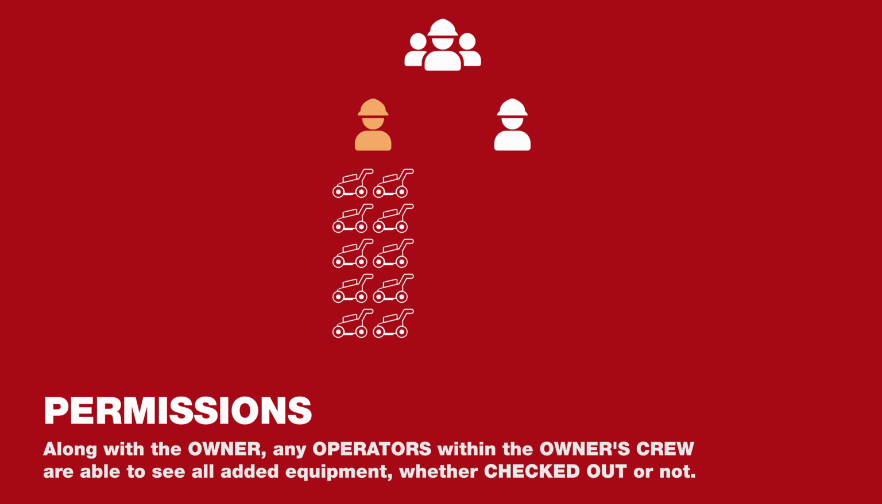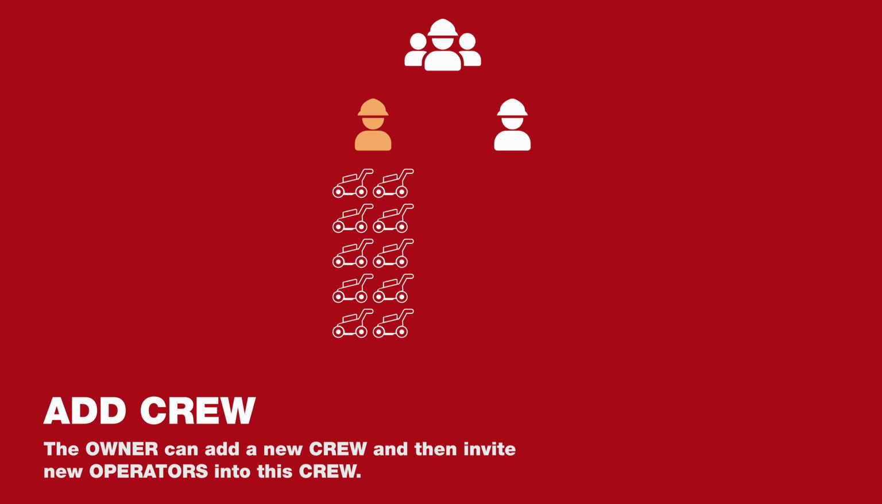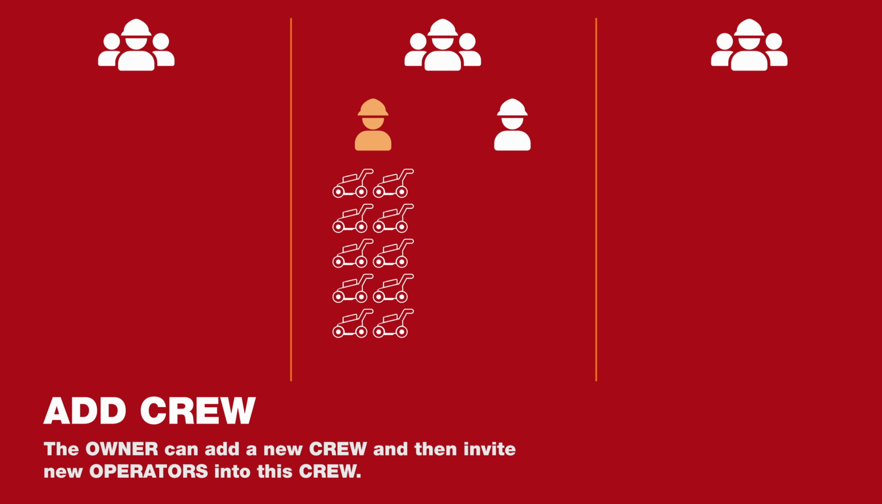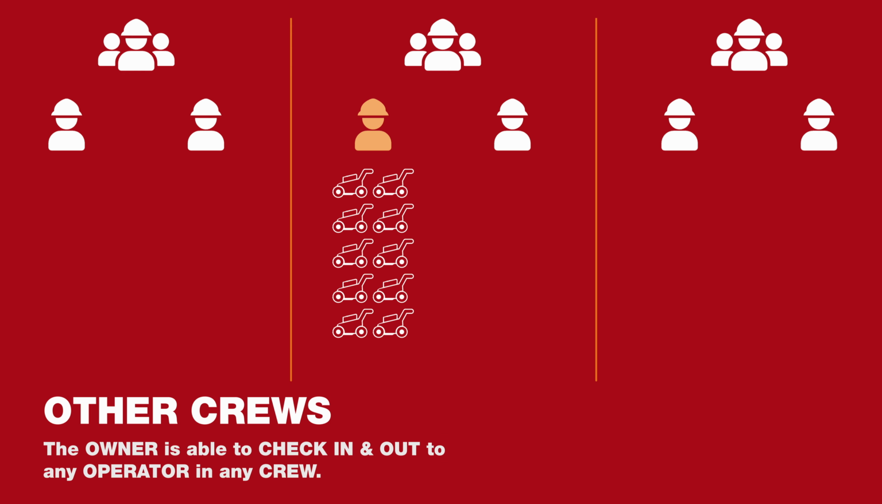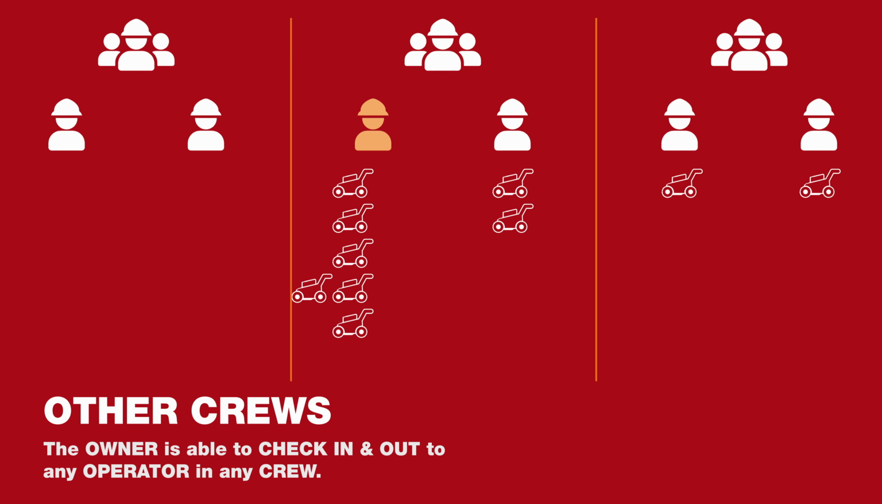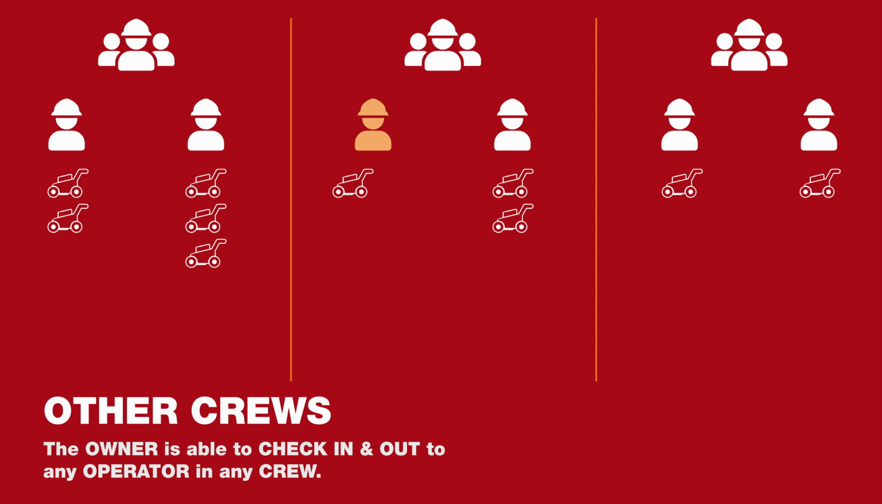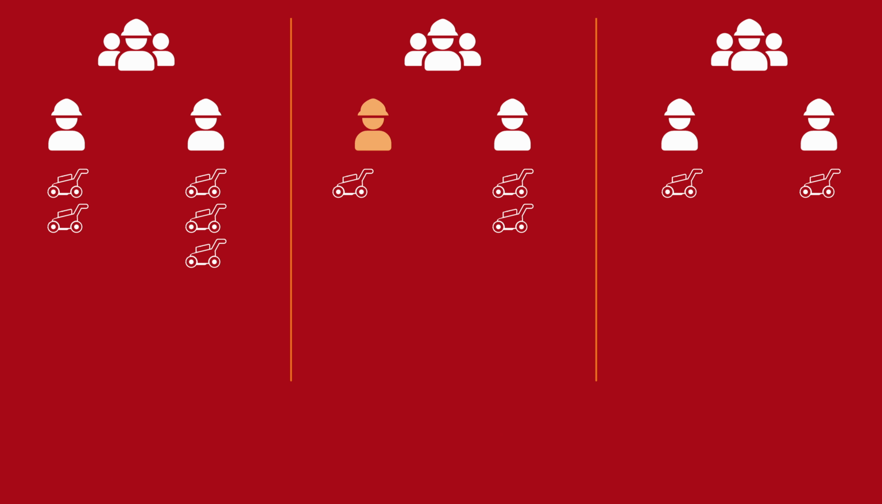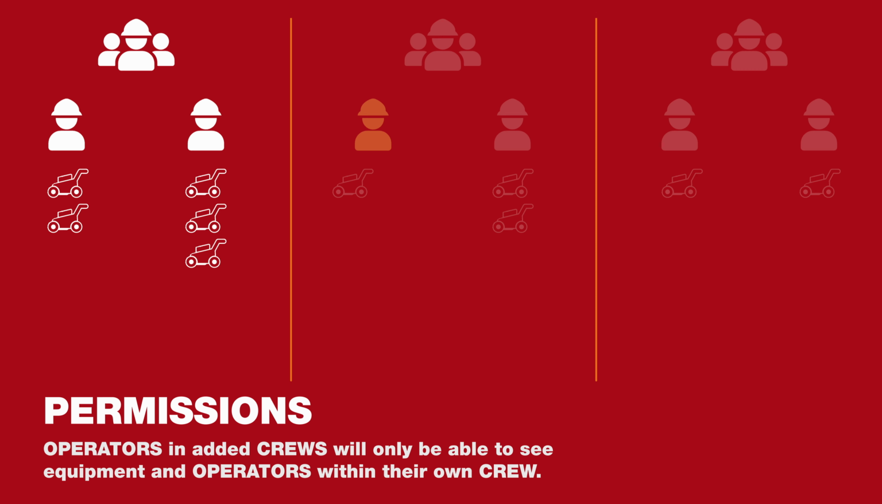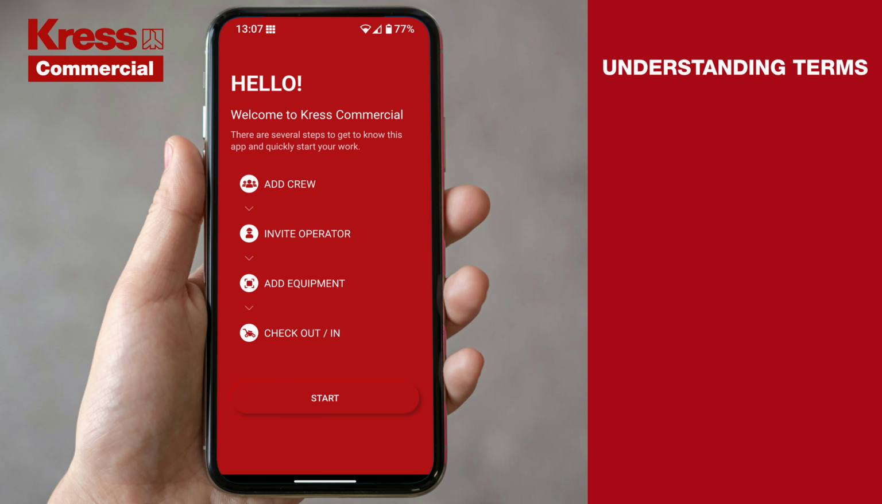Along with the owner, any operators within the owner's crew are able to see all added equipment, whether checked out or not. The owner has the option of adding new crews and then inviting operators to join these new crews. The owner can then check in and out equipment to any operator in any crew. Finally, operators in crews outside the owner's crew will only be able to see the equipment and operators within their own crew. With these terms explained, let's return to the initial setup.